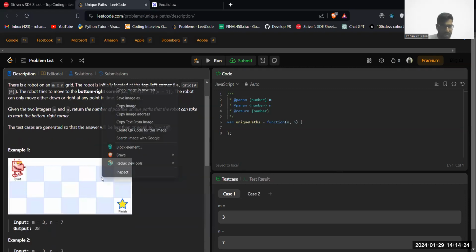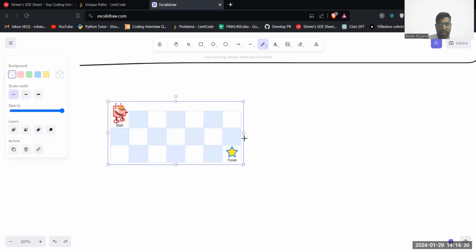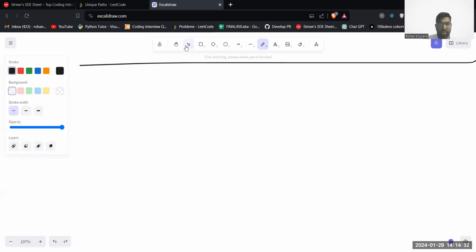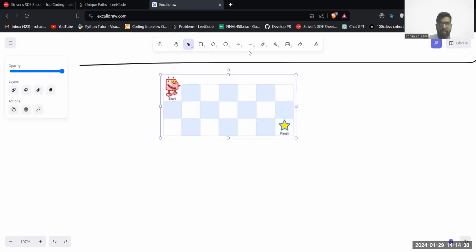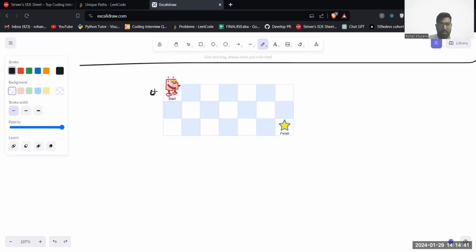Great. So what we can do is copy this image and paste it here. If I move it a little, you will notice that the rows are 0, 1, 2 and the columns are 0, 1, 2, 3, 4, 5, and 6. This is 0,0, as you already know, the starting position. And this is 2,6.